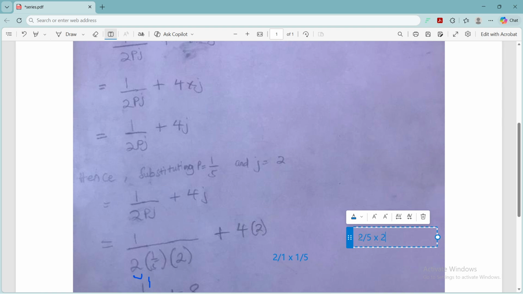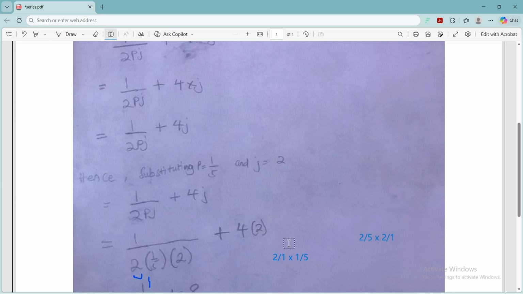Every number is divisible by 1, right? So this 2 here is divisible by 1, so it's going to be 2 over 1, right? In similar trajectory, the numerators will multiply each other and the denominators too would multiply each other. So we are going to have 2 multiplying 2, which will give us 4, and 5 multiplying 1, which will give us 5. So we get 4 over 5, right? So when we simplify further, 4 multiplying 2 will give us 8, right?